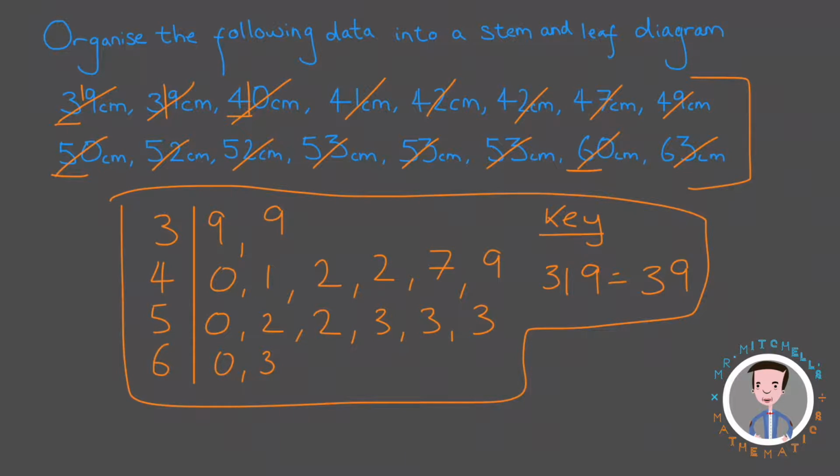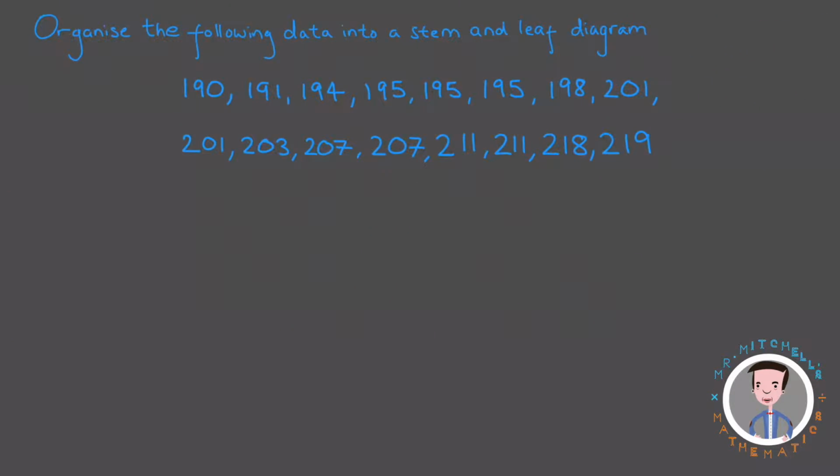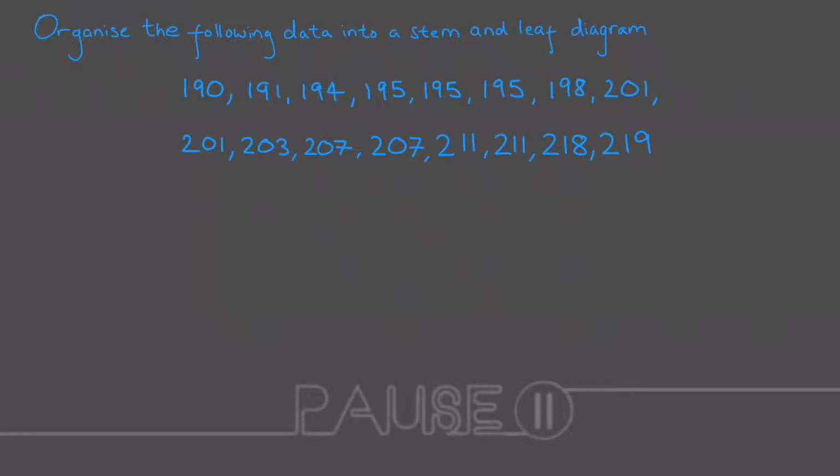I'm now going to give you a chance to try and make a stem and leaf diagram on your own at home. Have a look at this raw data, pause the video, and on a scrap piece of paper, draw out a stem and leaf diagram. In a few moments, restart the video and I'll show you how I did it. Best of luck.